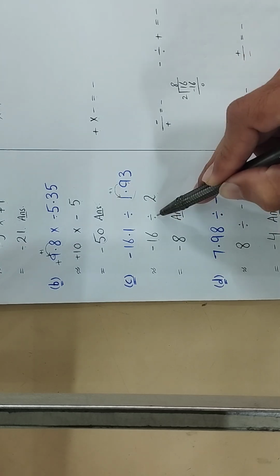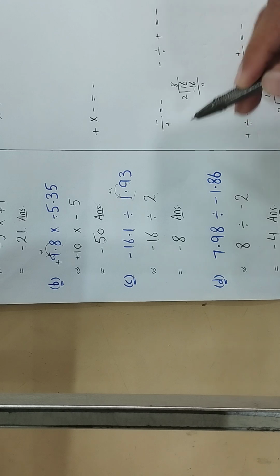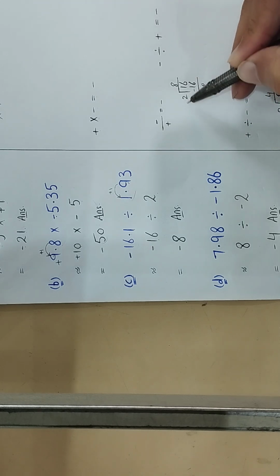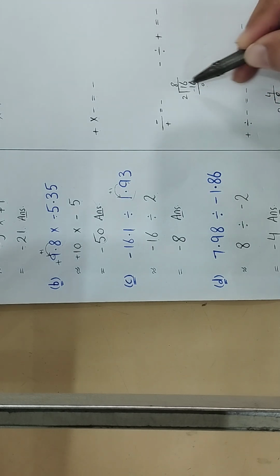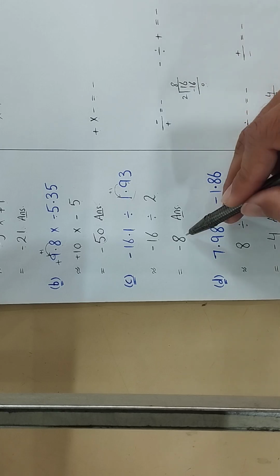Second step is do the division. Now 16 divide by 2, it is 16 in the house, 2 out of the house, 2 8s are 16, 16 minus 16 is 0, 8 is our answer.